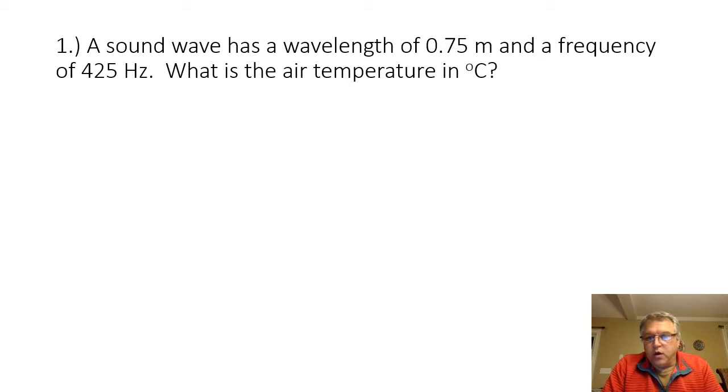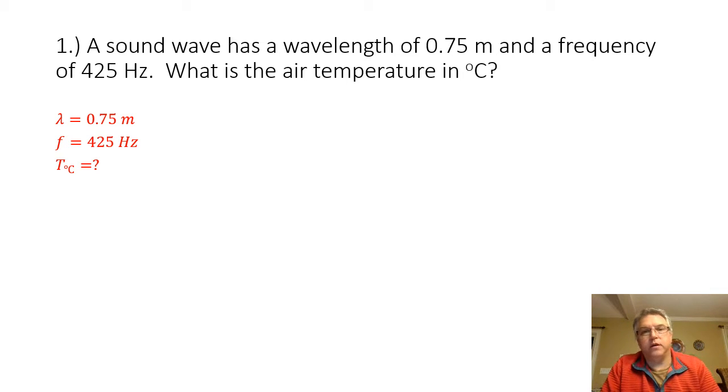We are given the wavelength of the sound wave, which is 0.75 meters. We are given the frequency of the sound wave of 425 hertz, and we are being asked to find the temperature in degrees Celsius. In order to find the temperature, we know that we're going to need to know how fast the wave is traveling, but we are not given the wave speed. We are, however, given the frequency and the wavelength, and from those two, we can find the wave speed.